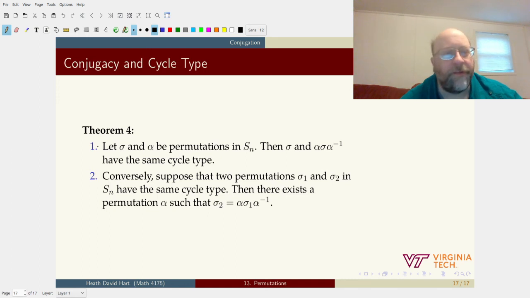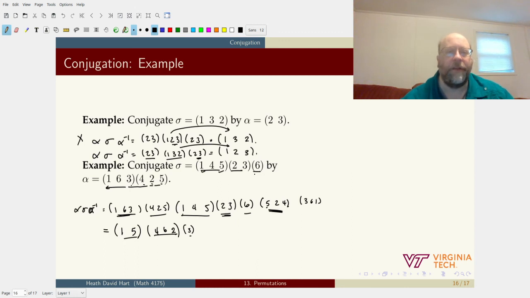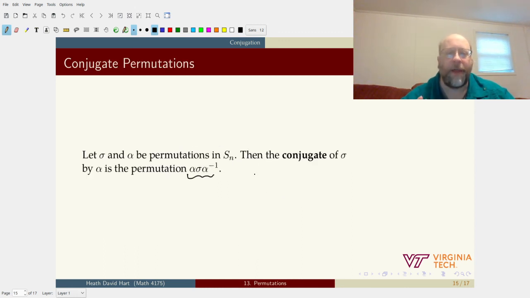We won't have time to prove this theorem, but for sigma and alpha permutations, any permutation and its conjugate have the same cycle type. That's kind of amazing if you think about what this conjugation is doing. We talked about alpha as being a translation from our standard space, our standard geometry, to some alternate vector space or some alternate field of working in. We turn the permutation in this alternate thing and see what happens there.